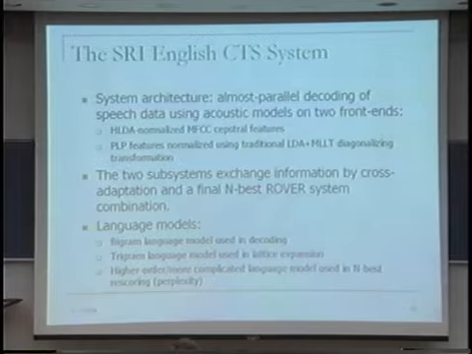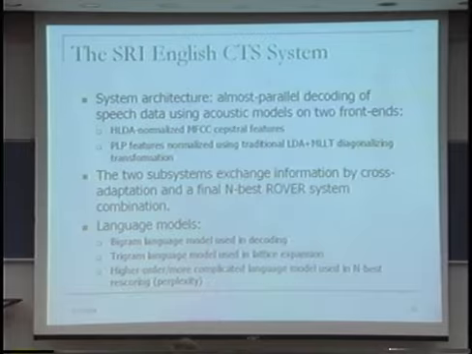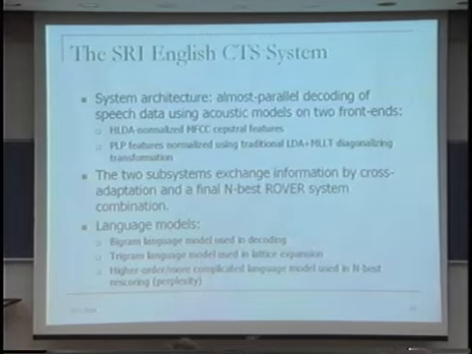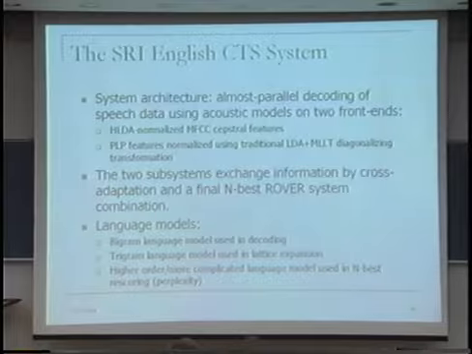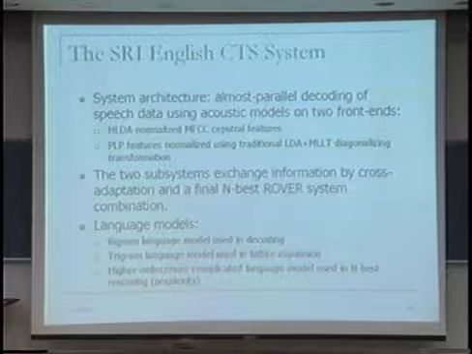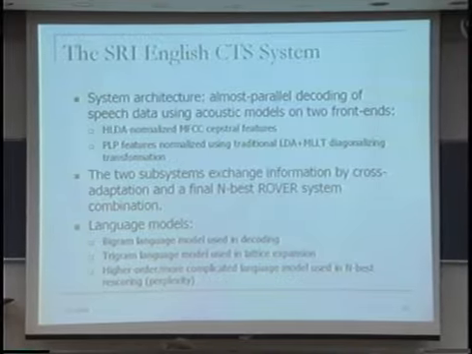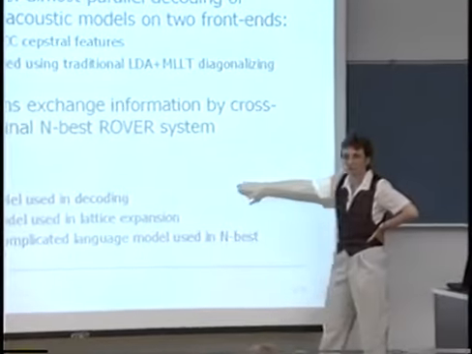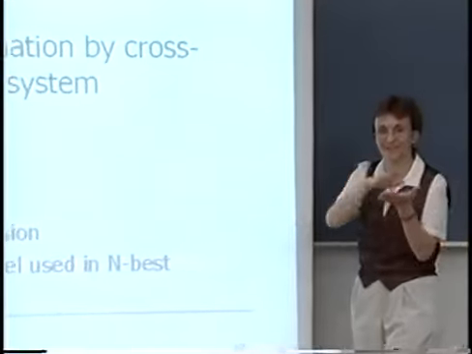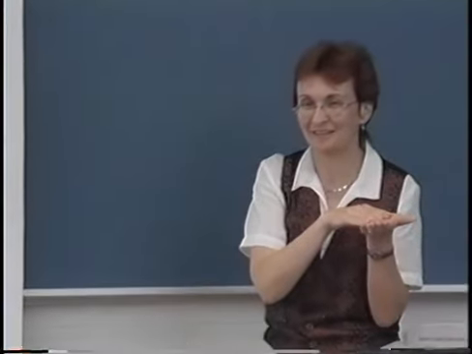Now, the SRI system is an almost parallel decoding of speech data using acoustic models on 2 front ends. It uses HLDA normalized MFCC cepstral coefficients and PLP features normalized using LDA and MLLT diagonalization. The 2 subsystems are then combined using an N-best ROVER, and I'll show you a diagram. And we train a number of language models. So the language model that you're applying at various stages might start off as a bigram at the earliest stages. When we apply the Super ARV language model at those stages, it will be a bigram-based model.